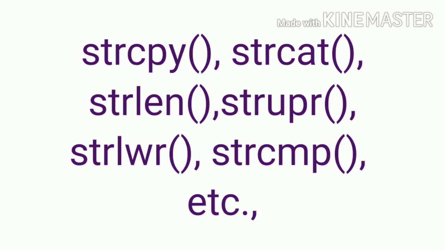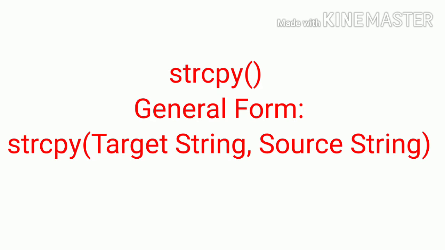strcpy, that is string copy, strcat, string concatenation, strlen, string length, strupr, string upper, strlwr, that is string lower, strcmp means string comparison, and some functions are there in C++ models. First we will learn about the string copy. The general form of string copy is strcpy within parenthesis target comma source.